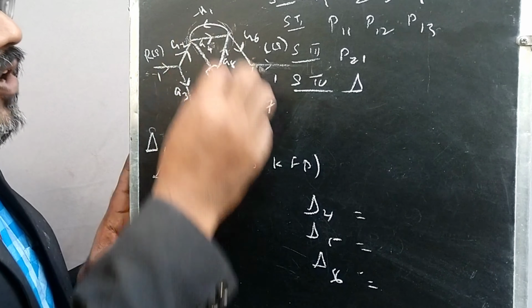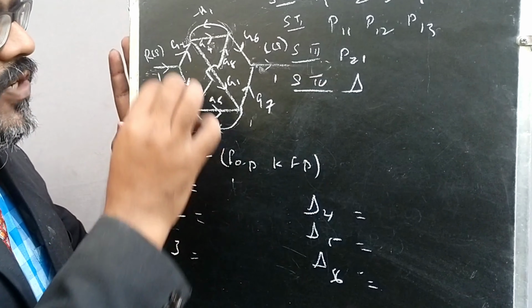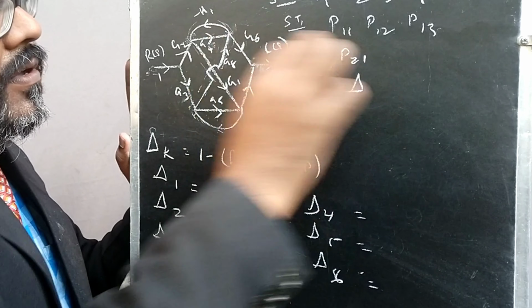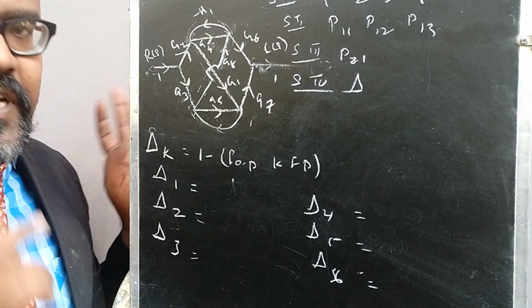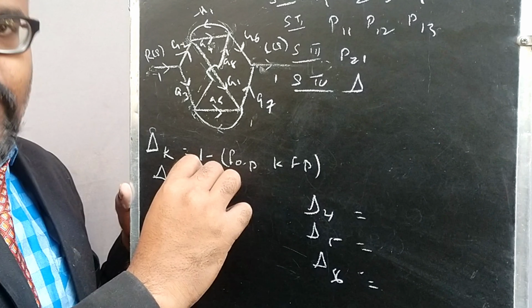Here we know this is one forward path, and this is touching. Here this is one forward path, this is also touching. Then here is one forward path, this is also touching. Then here it is one forward path, this is also touching. Then the sixth forward path we already proved is also touching. So all the forward paths are touching each other, so none of them has any non-touching loop.